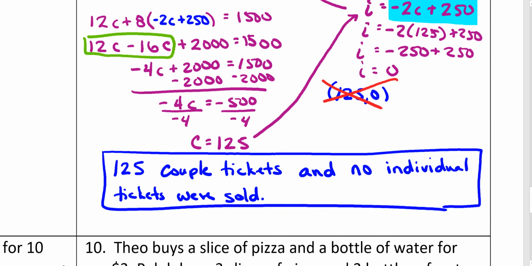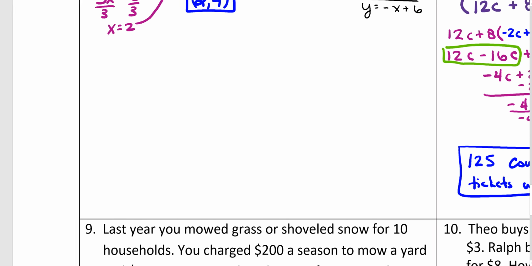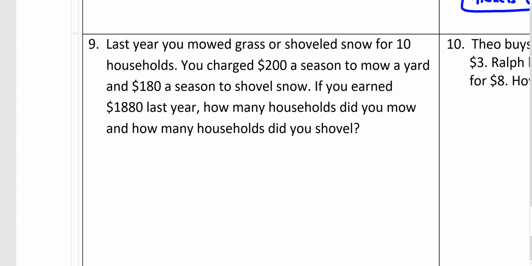Okay? So, or 250 people, sorry. Number 9. It says, last year you mowed grass or shoveled snow for 10 households. You charged $200 a season to mow a yard and $180 a season to shovel snow. If you earned $1,880 last year, how many households did you mow and how many households did you shovel?